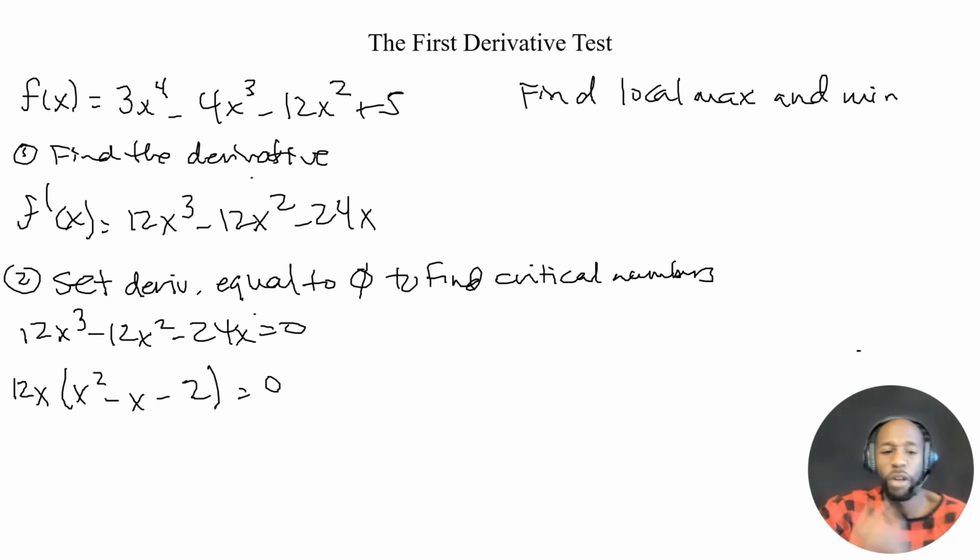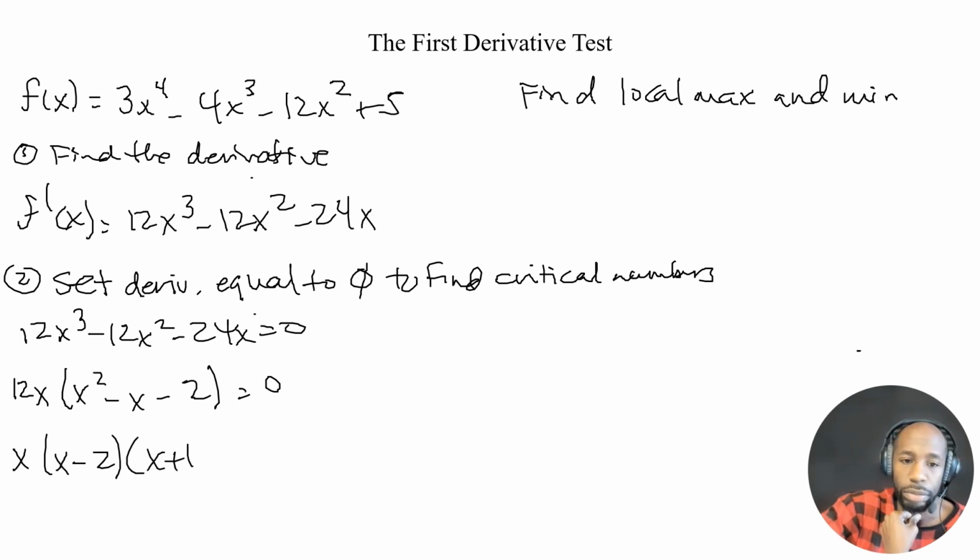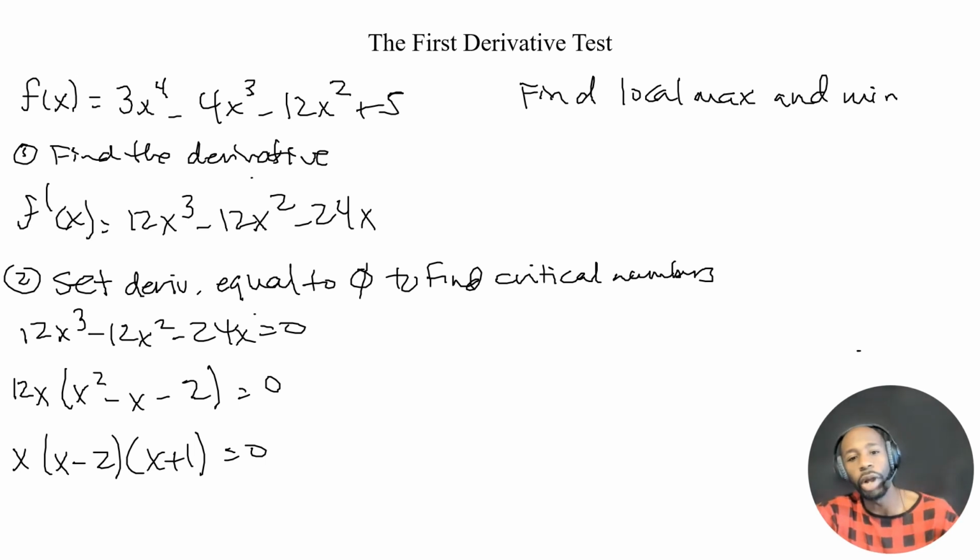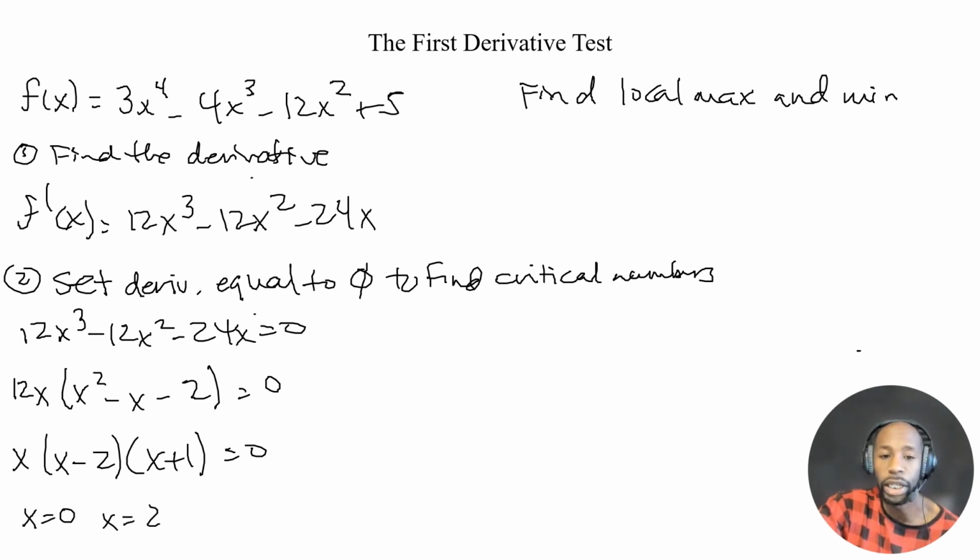We can factor some more. That 12 will divide out on both sides. So it's going to be x times... Now let's factor this quadratic here. What times what is negative 2 that add or subtract to give you negative 1? So that should be x minus 2 and x plus 1. Okay, so this shows you where our critical numbers are. There is no place where the derivative doesn't exist. So our critical numbers are x equals 0, x equals 2, and x equals negative 1.